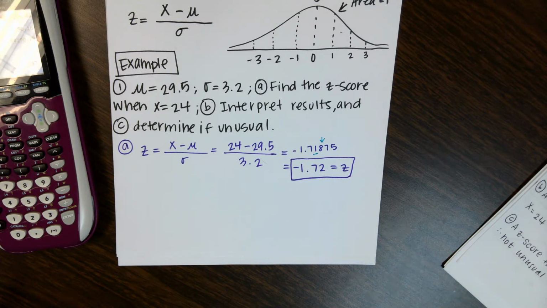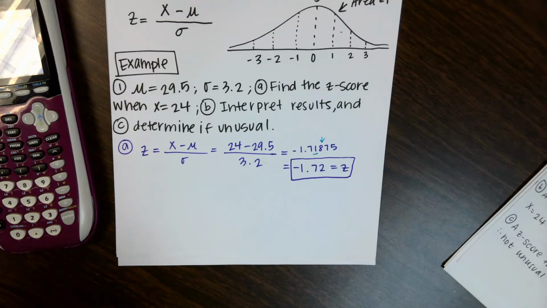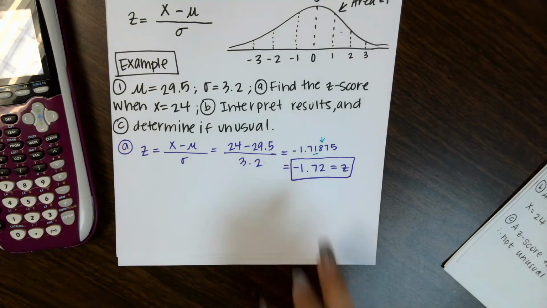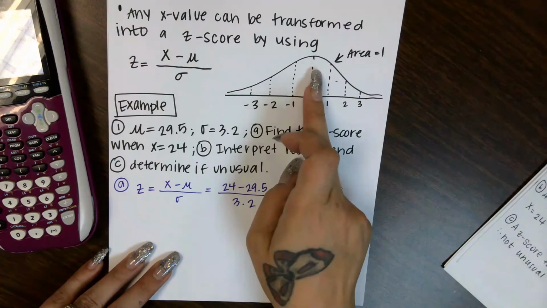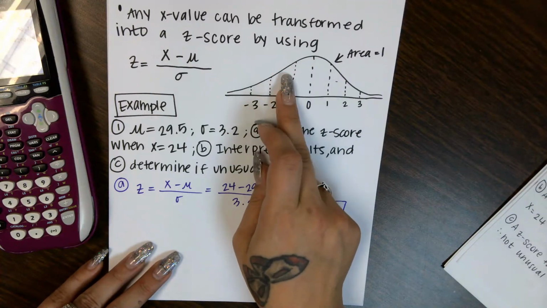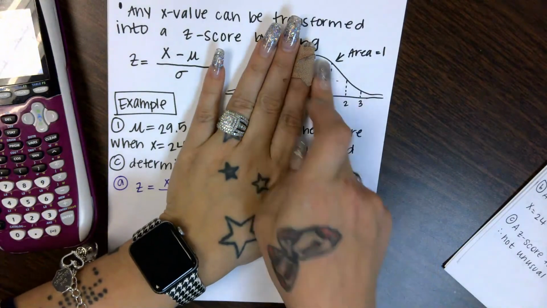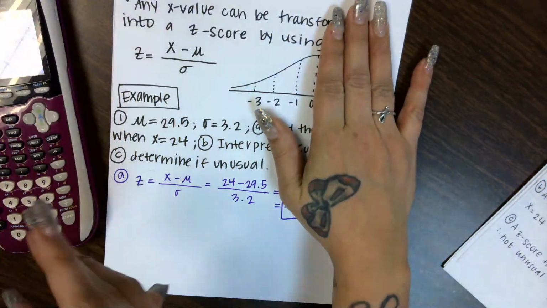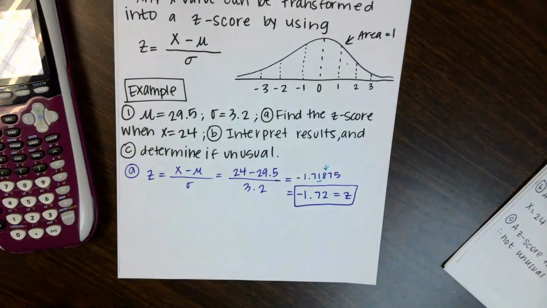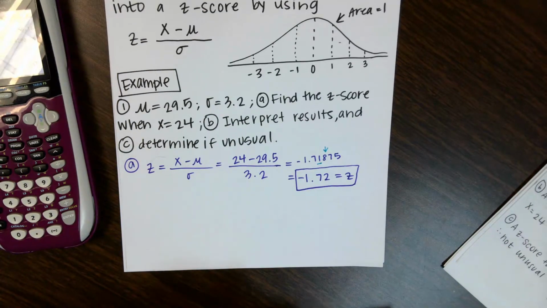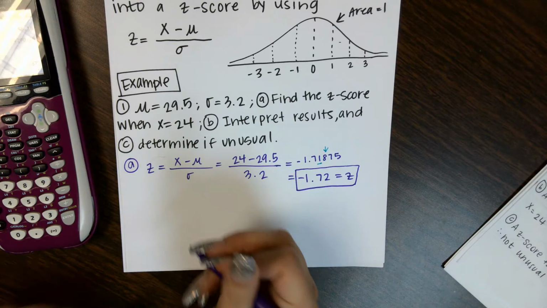Whenever we're talking about z-scores, negative z-scores fall below the mean, or to the left side of the mean. A positive z-score would fall above the mean. So a negative z-score means I'm going to be somewhere over here in this area. If the z-score is positive, then I would be falling to the right of the mean. This one falls to the left of the mean because it's negative. And when it asks you to interpret it, I'm going to interpret it right here.